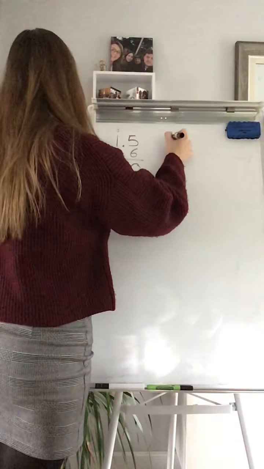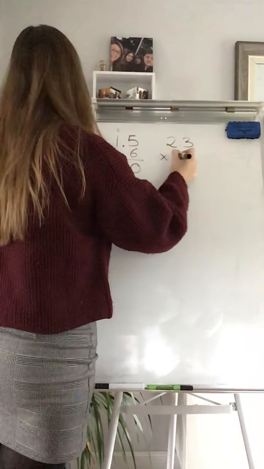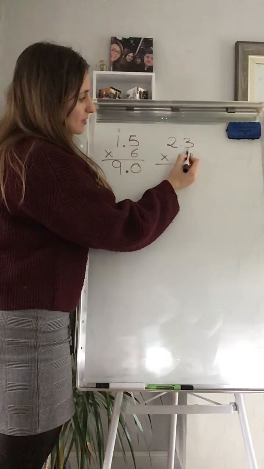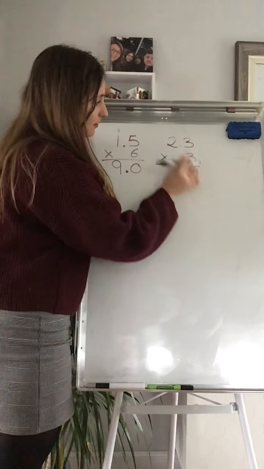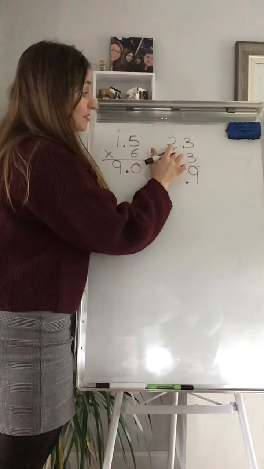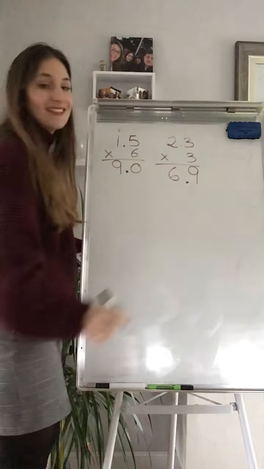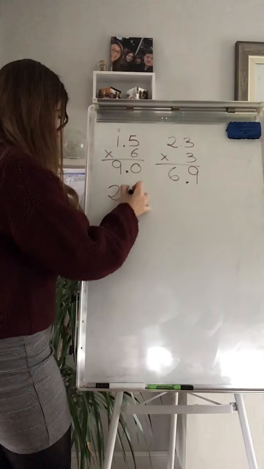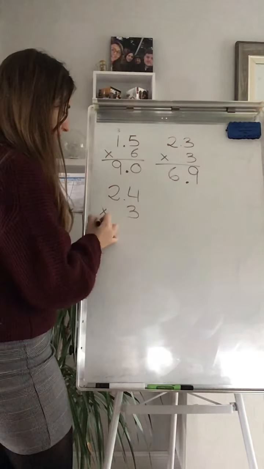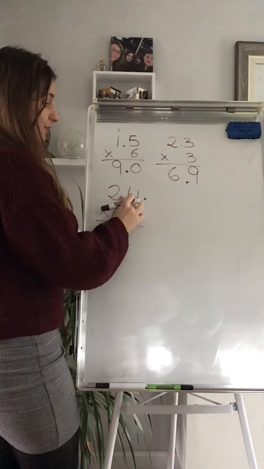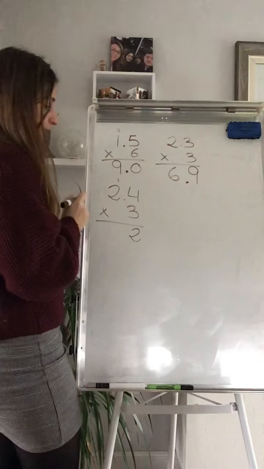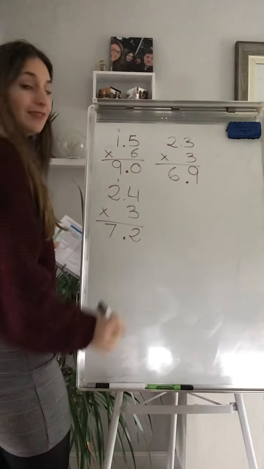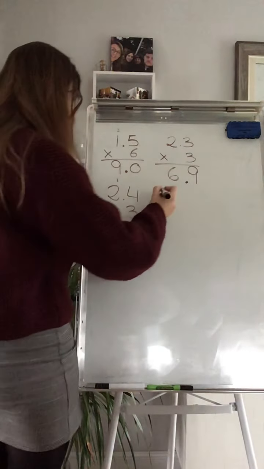On your next one you had 2.3 times 3. I start again with my smallest value, which is my tenths. 3 times 3 is 9. Decimal point. 3 times 2 is 6. Well done. And the next one, 2.4 times 3. 3 times 4 is 12. Carry to my next value. Decimal point. 3 times 2 is 6. Add 1 is 7. So 7.2.